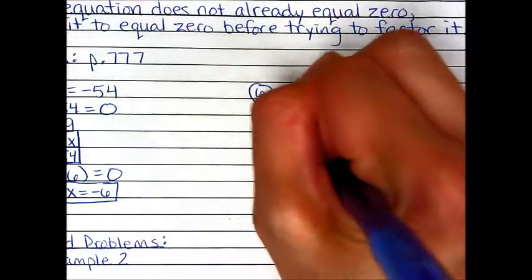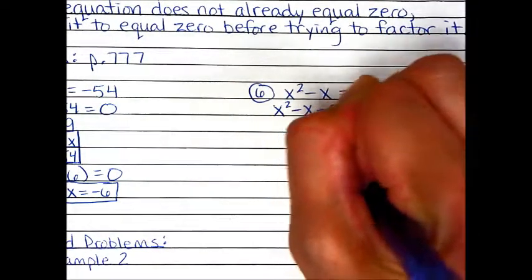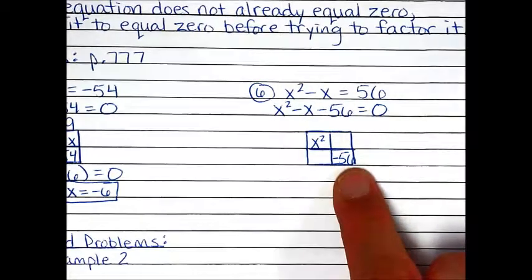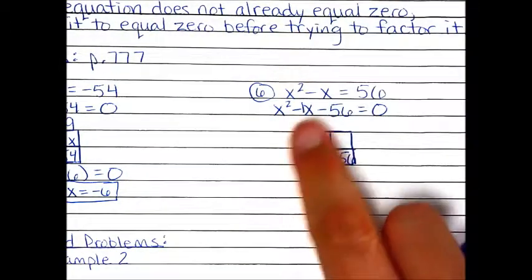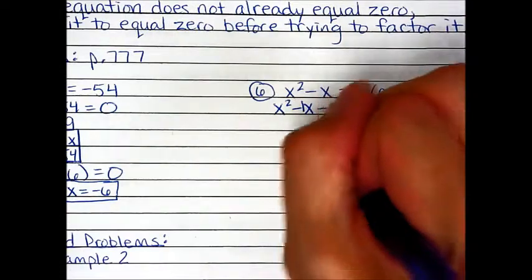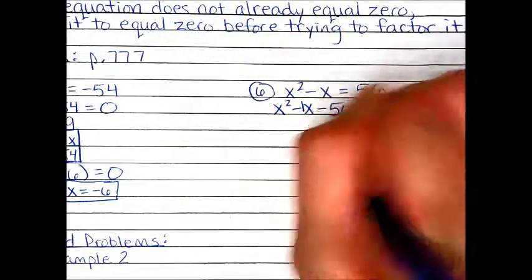X squared goes in the top left, negative 56 goes in the bottom right, and you're looking for numbers that will multiply to negative 56, but they should add up to negative 1. So that's going to be negative 8 times 7.